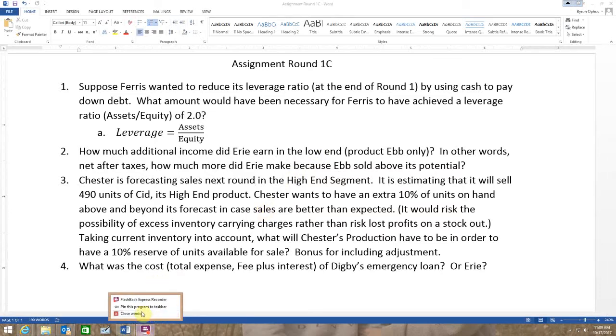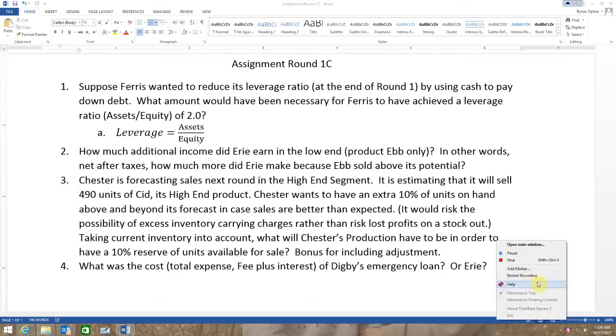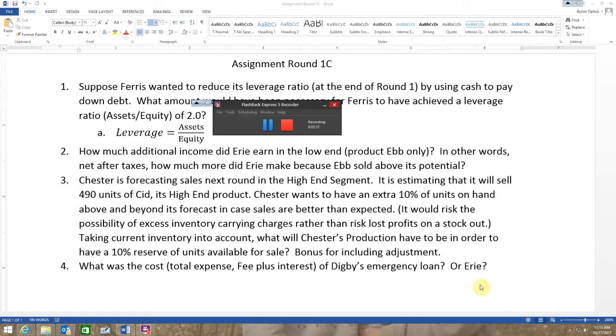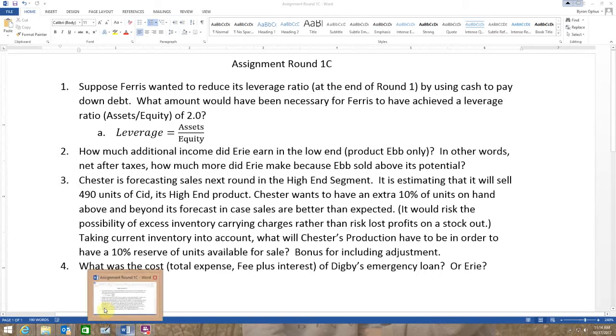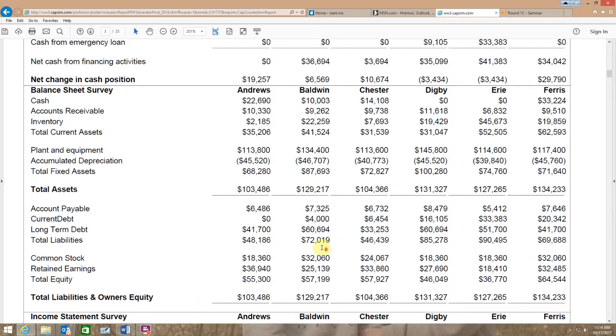So I believe I was on question 2 there, and it's how much additional income did Erie earn in the low end? Product deb only. In other words, net after taxes. So we got to calculate taxes now. How much more did Erie make because Ebb sold above its potential? Okay, and even if Erie lost money, it's still actually net after taxes. It improved its performance. We got to take a look and see.